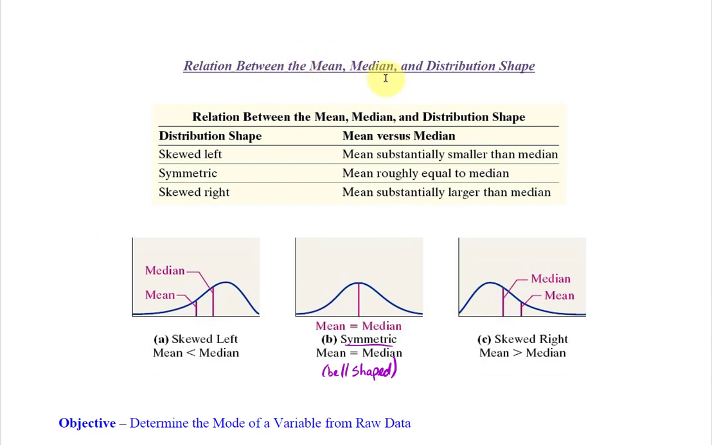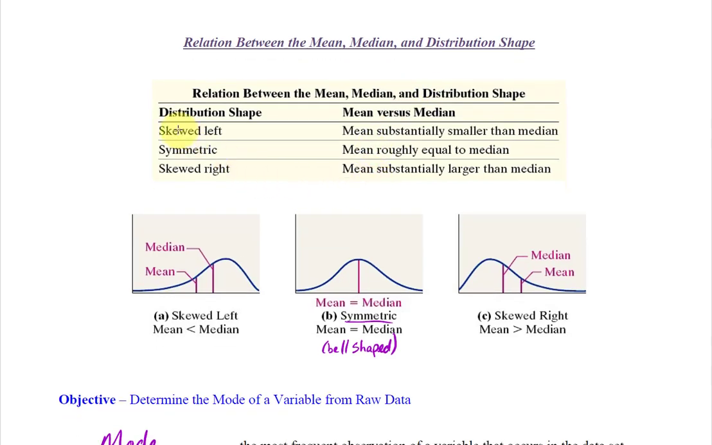Relation between the mean, median, and the distribution shape. Again, we have 3 different shapes we saw earlier. This is the bell shape. This is symmetric. And if you have a symmetric shape, your mean and your median should be close to each other, the mean roughly equal to the median, so that you have the peak at the center.